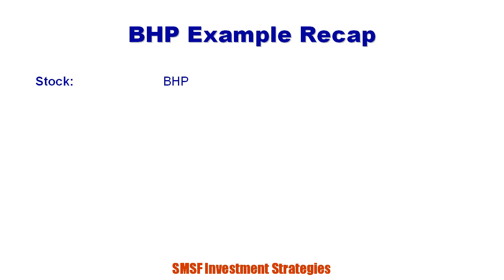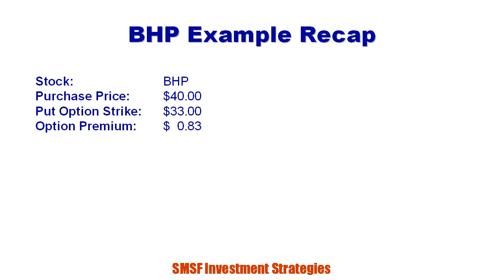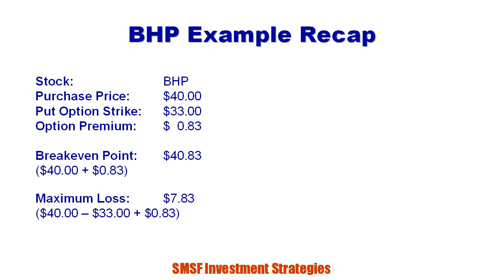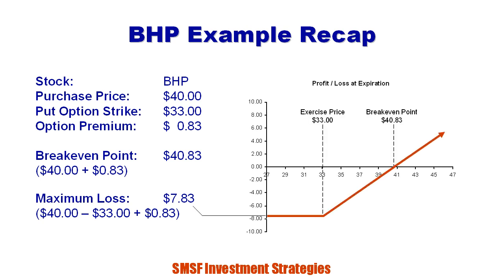Let's quickly recap this example on BHP, taking note that for the purpose of simplicity, I am excluding brokerage commissions in any calculations. We purchased BHP stock at $40. We also purchased a December option at a 33 strike for 83 cents. This means that our break-even point is the share price plus the put option premium, giving us $40.83. And our maximum loss would be $7.83, which is less than 20% of our investment. This is best illustrated on the following profit and loss diagram.